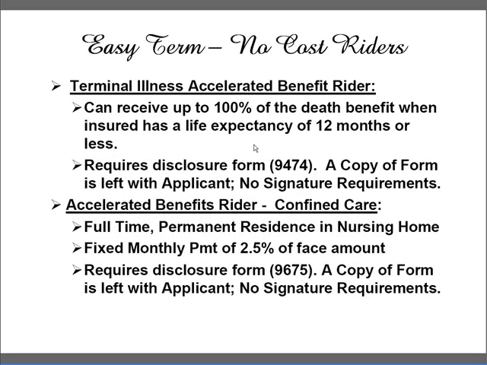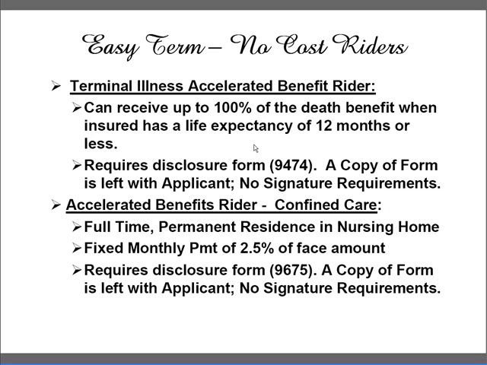At no additional cost, they also offer a terminal illness accelerated benefit rider. The insured can receive up to 100% of the death benefit when an insured has a life expectancy of 12 months or less. It requires disclosure form 9474. A copy of this form is to be left with the applicant, and no signature is required.